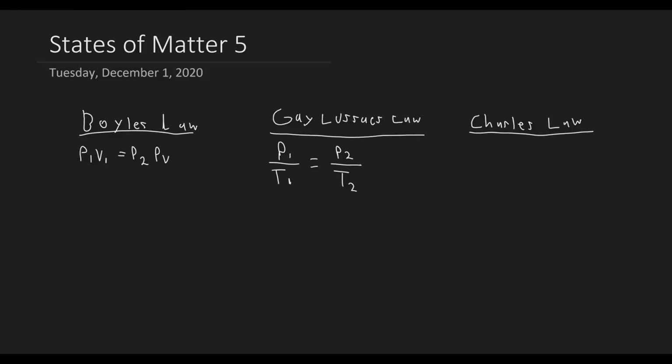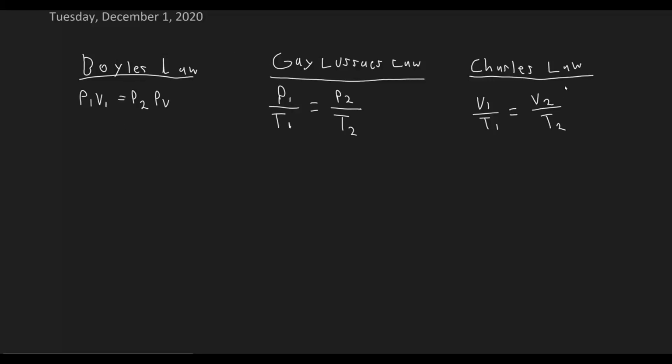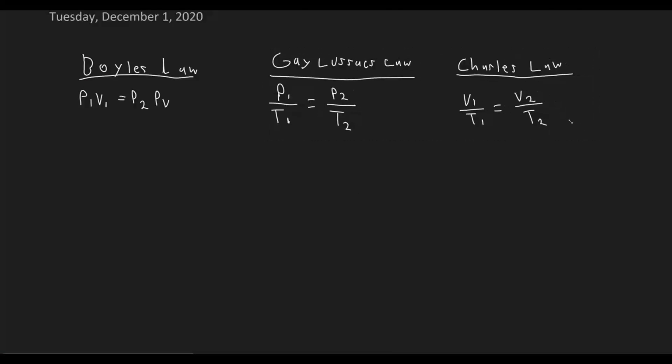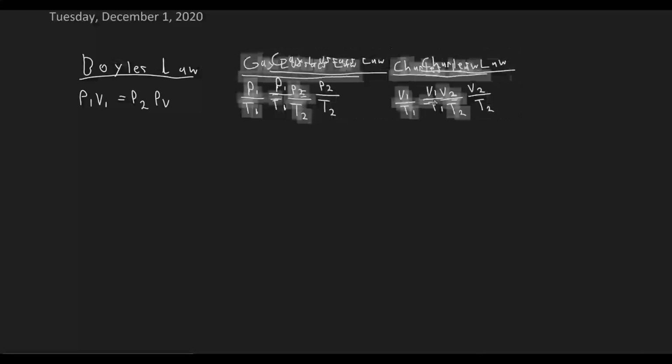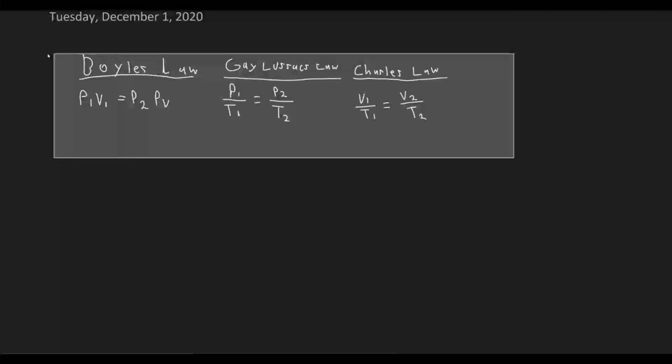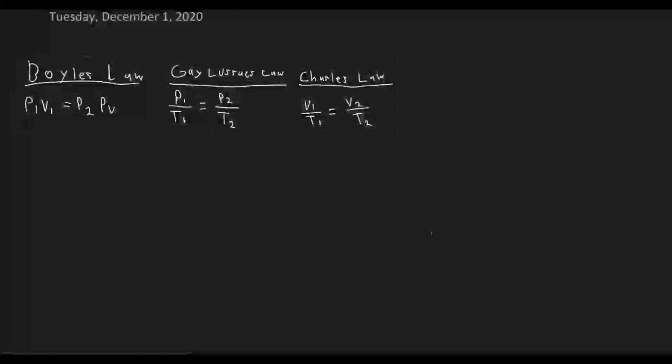So Charles' law says that if we take the initial volume divided by the initial temperature, we will get the new volume divided by the new temperature. So what else do we got? We have Avogadro's law. Let me shrink this, try to fit this all in one line.